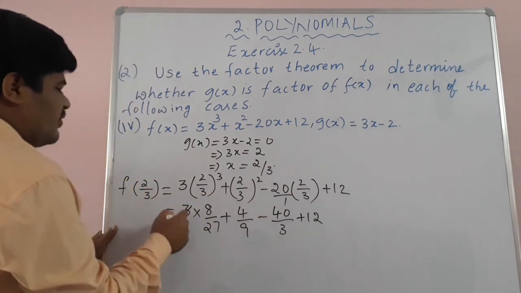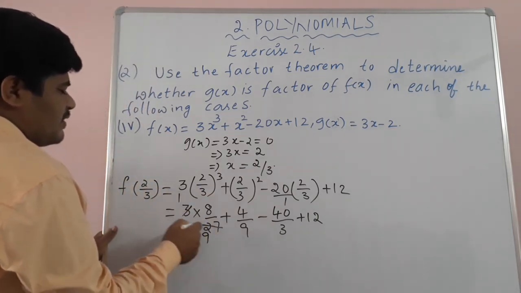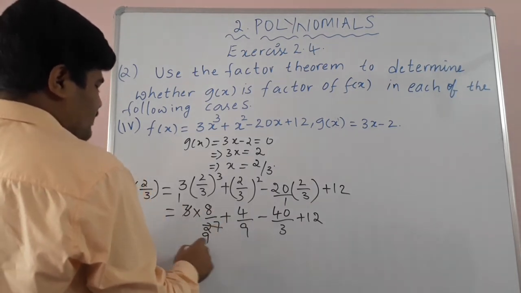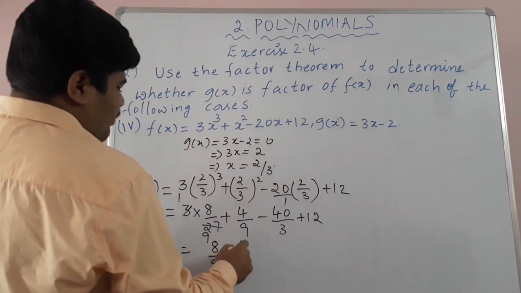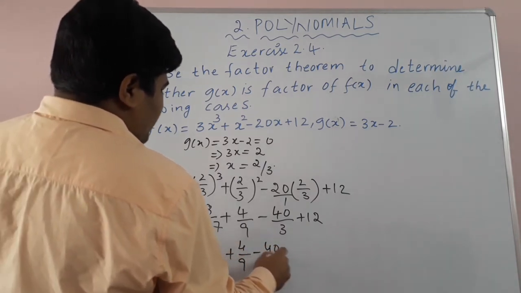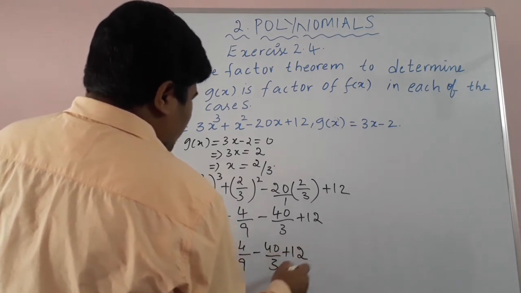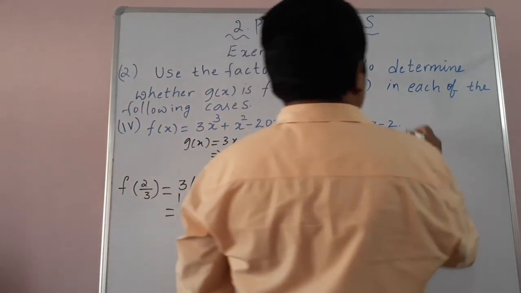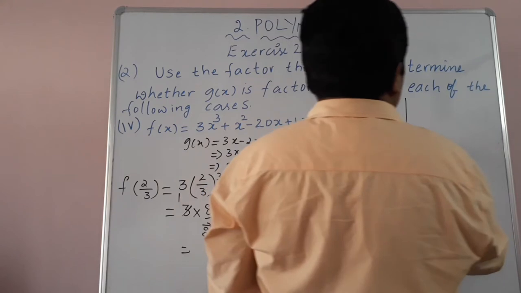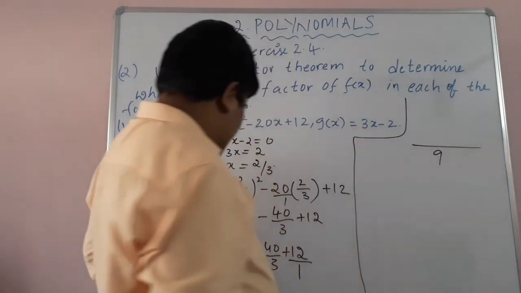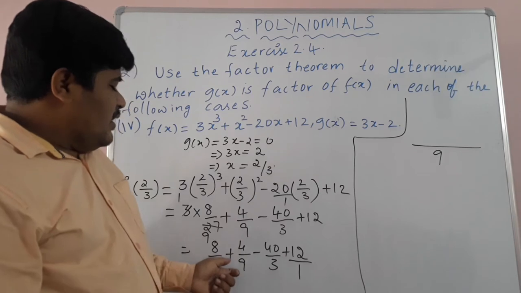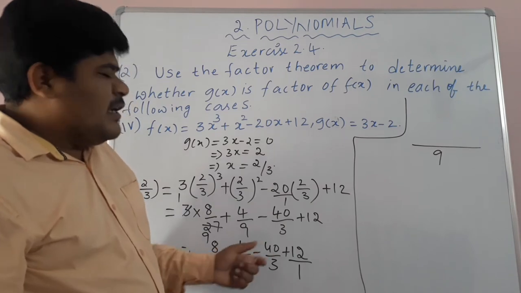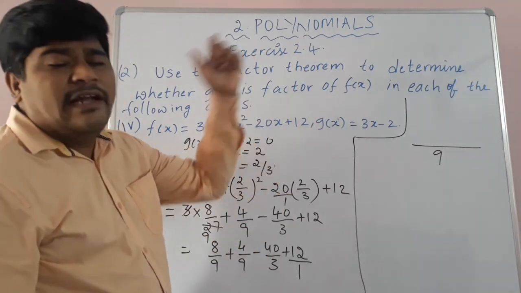Now children, here you can see 3 1s are 3, 3 9s are 27, so because the common factor is 3, it simplifies. Now what is there? 8 by 9. So 8 by 9 plus 4 by 9 minus 40 by 3 plus 12. We can also write 12 as 12 by 1. Now take the LCM of 9, 9, 3, 1. That LCM value is 9, because 9 is a multiple of 3. So the biggest multiple we take as LCM, that is 9.